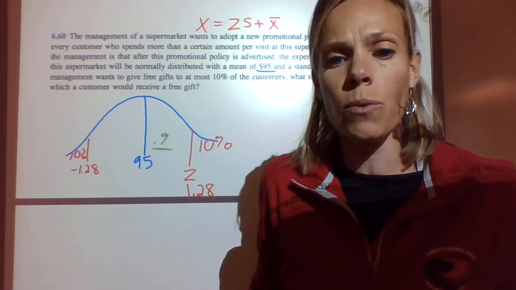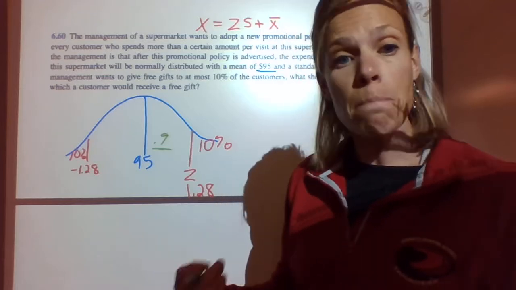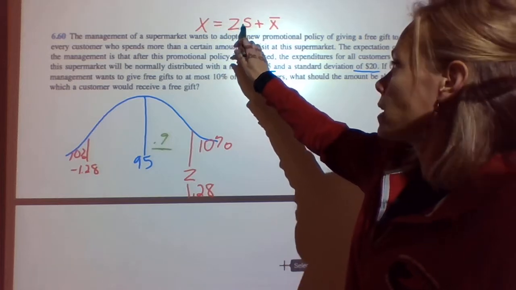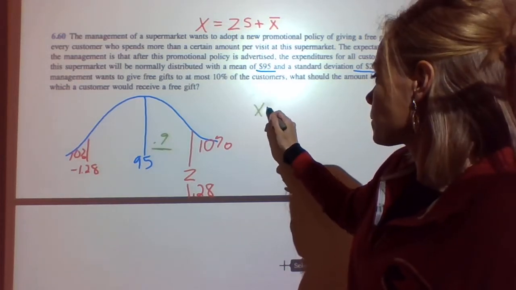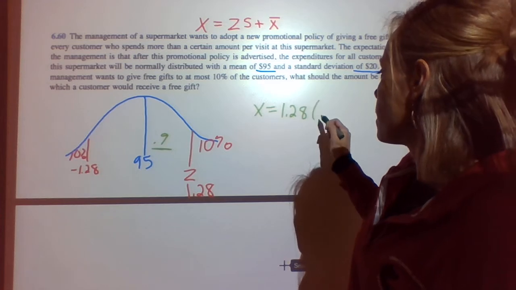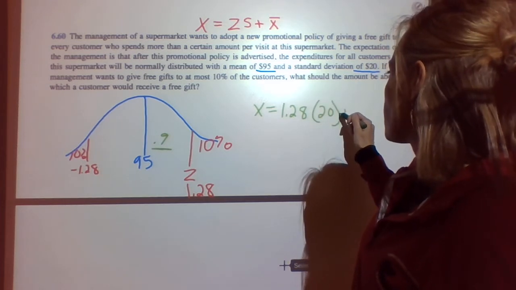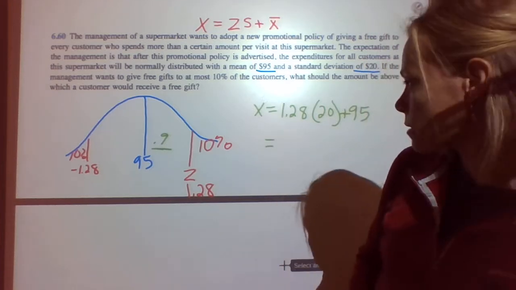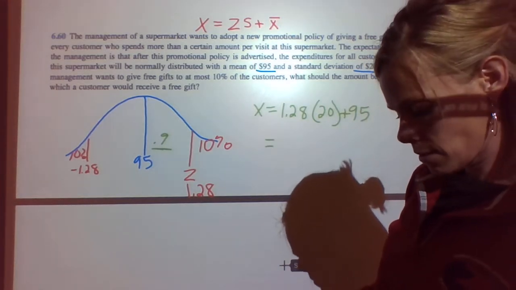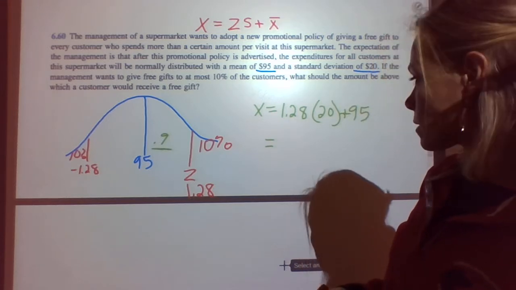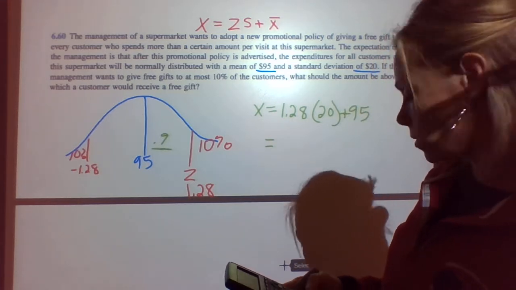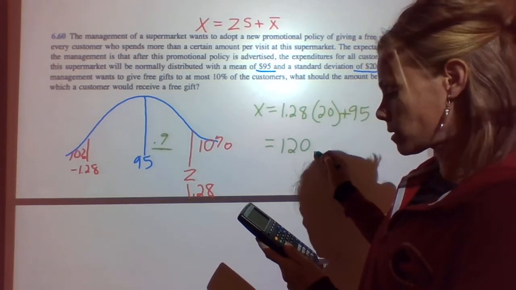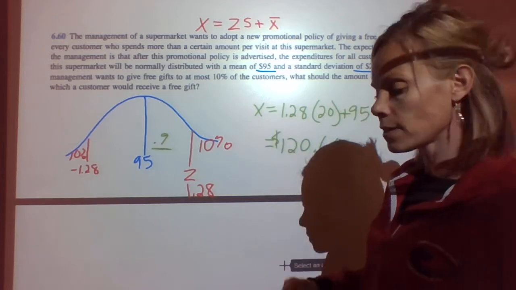Okay, now 1.28, that doesn't tell me anything. A customer needs to be 1.28 what? I need money, right? I need a raw score. So using this formula up here, I take the z-score, which is 1.28, times the standard deviation and add the mean to it. Okay, so this answer, 1.28 times 20 plus 95 is $120.60. Does that make sense?